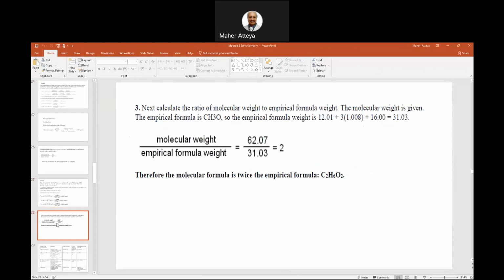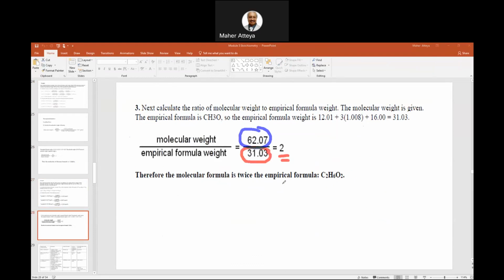So now the molar mass given to us is 62 for the whole thing. If you look at this, this is the molar mass of the whole molecule. And this one here is just the empirical formula. If you look at the ratio, it came out to be 2. Don't worry about the fraction. Take the whole number. So 2.